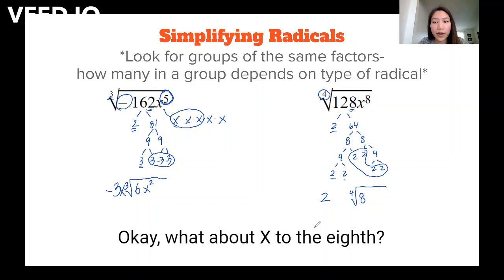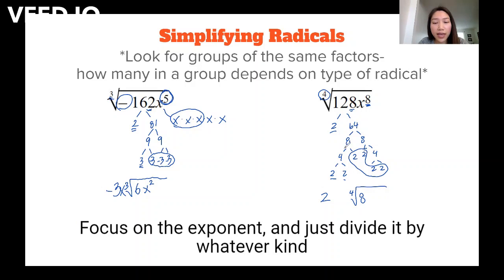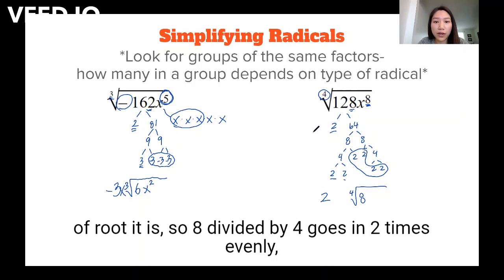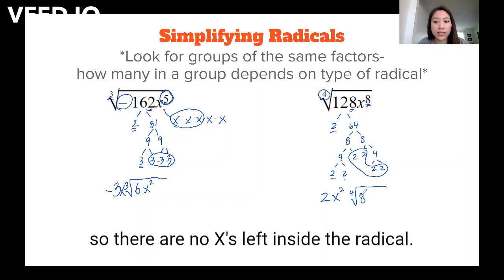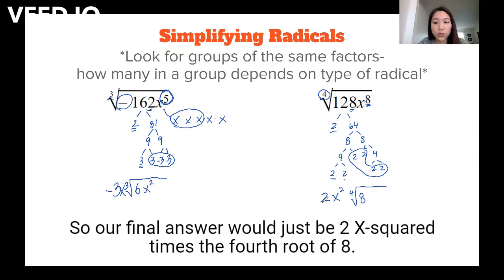Okay, what about x to the eighth? Again, focus on the exponent and just divide it by whatever kind of root it is. So 8 divided by 4 goes in 2 times evenly, and there's nothing left over. So there are no x's left inside the radical. So our final answer would just be 2x squared times the fourth root of 8.